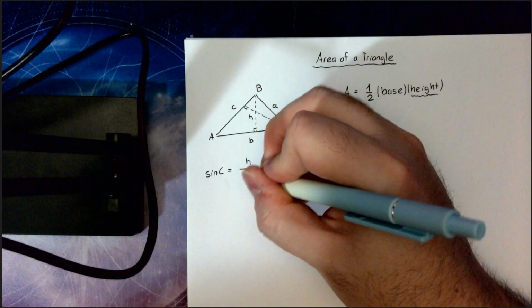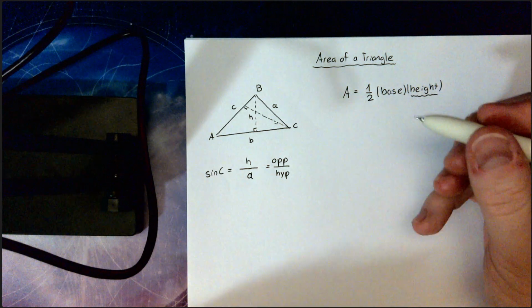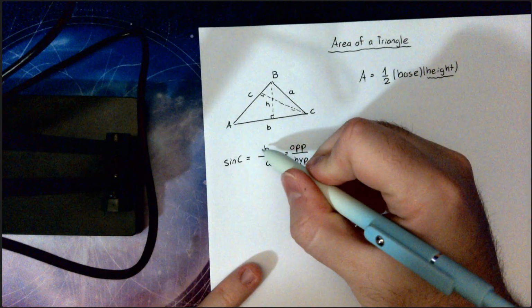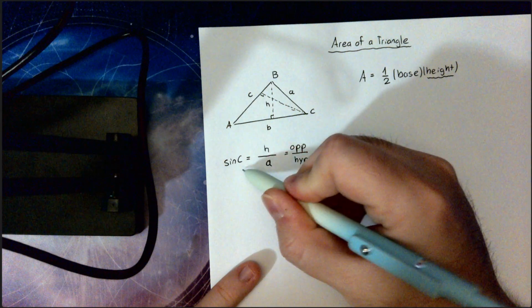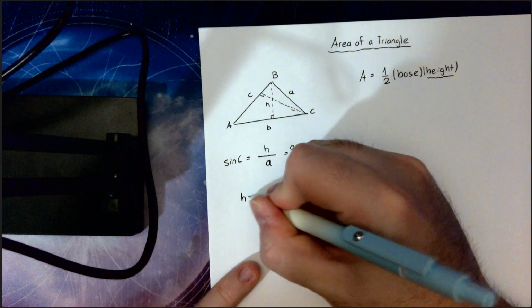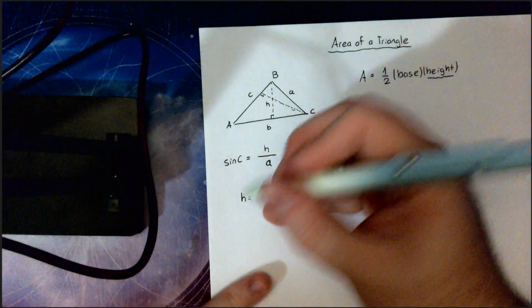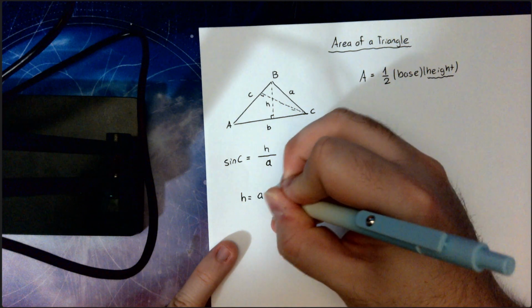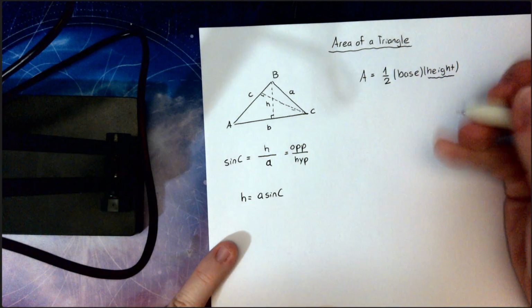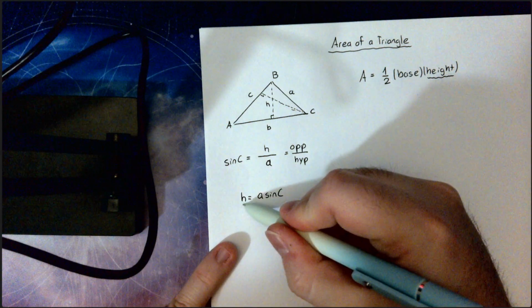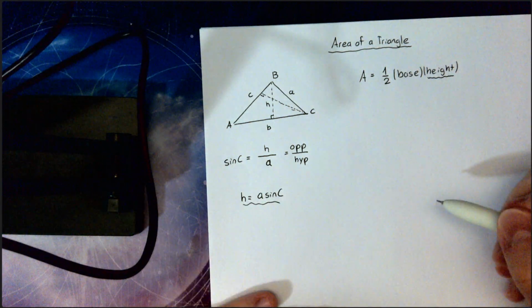divided by a. And if I rearrange and manipulate this, I'm going to cross multiply, so it'll be h times 1, which of course is just h, and that'll be equal to the sine of C multiplied by the length of side a. So a sine of capital C. And now I'm going to take this and I'm going to plug it over here.